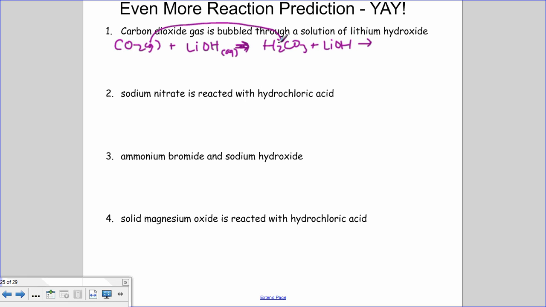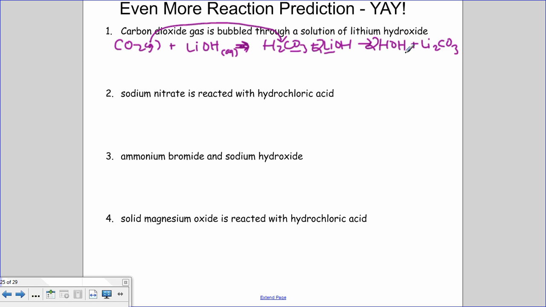All right, now this is going to recombine with OH to make H2O, HOH or H2O, and the lithium is going to recombine with the carbonate to make lithium carbonate. Okay, and when you balance this out, you're seeing 2 lithium, so you need a 2 here for lithium, and we need a 2 here for water because we need 2 hydrogens and hydroxides.